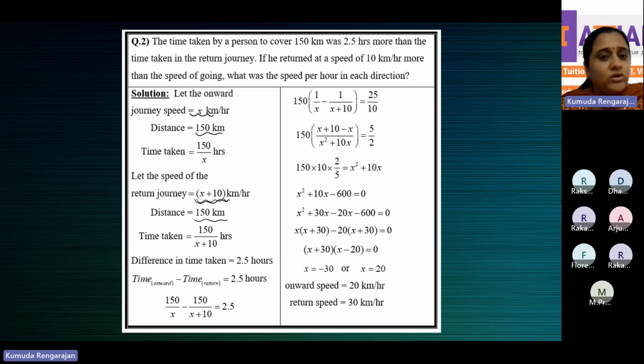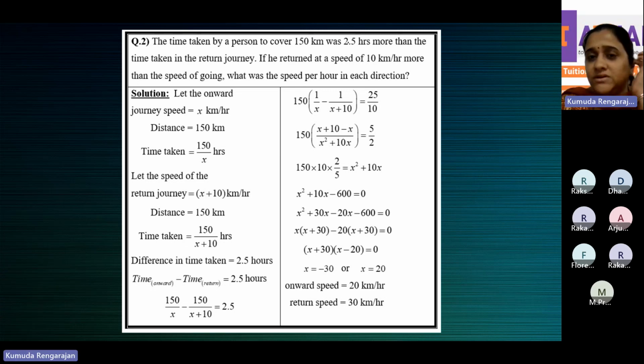And the time taken, you'll have to calculate. Using the distance and speed, you must find the time taken. How do you find time taken? Distance by speed. So 150 by x, and time is expressed in hours. Then again, we have distance and speed, so the time taken will be distance by speed. We're not writing this directly. We're using the formula distance by speed. Distance is 150 and speed is x plus 10.